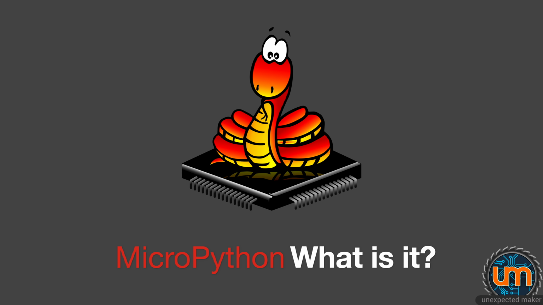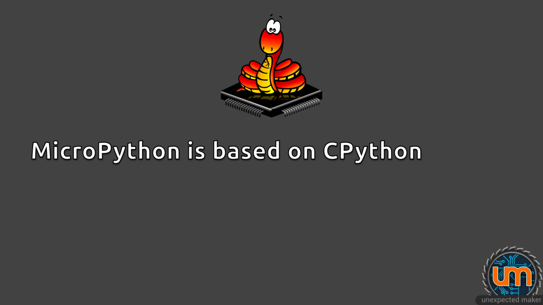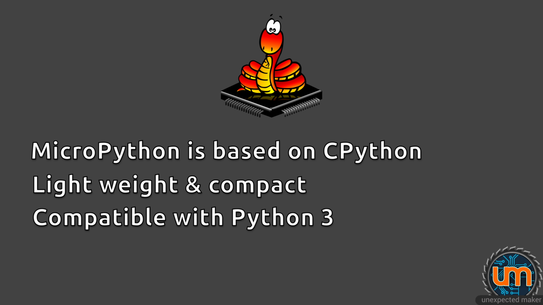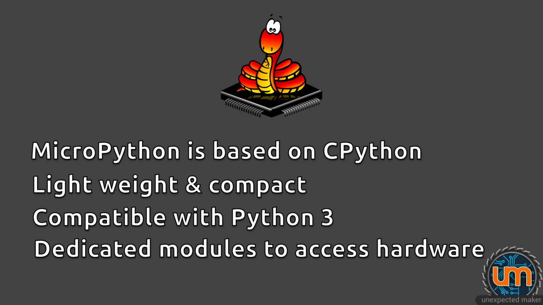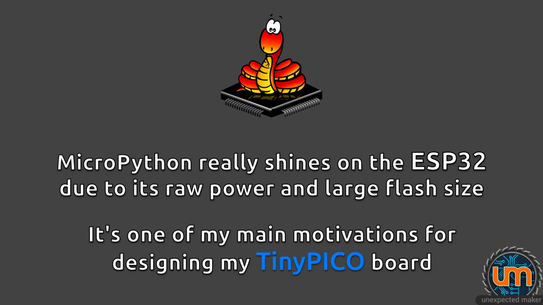Let's start off with what is MicroPython? MicroPython is an implementation of regular Python that's used on computers, often called CPython, but designed to be lightweight and compact so it can run on many microcontrollers and embedded systems. MicroPython is based around Python 3, but with extra modules like machine that gives you direct access to the hardware on your microcontroller. The ESP32 is an amazing hardware platform for MicroPython. It's one of the main motivations for me designing my Tiny Pico.